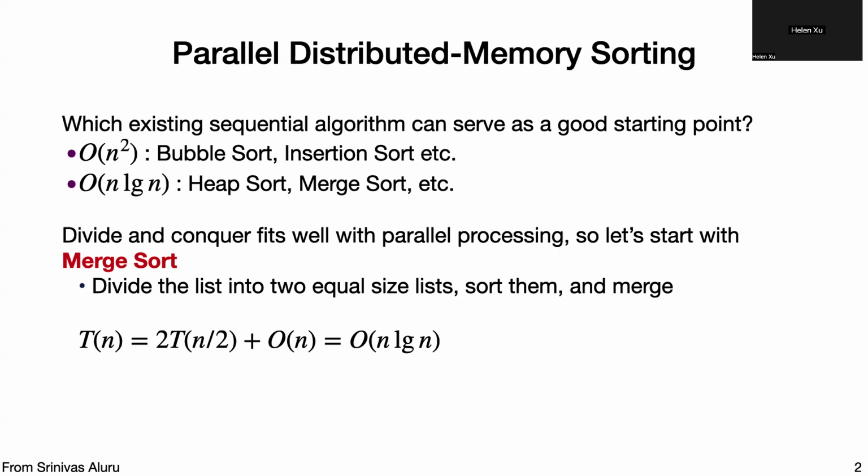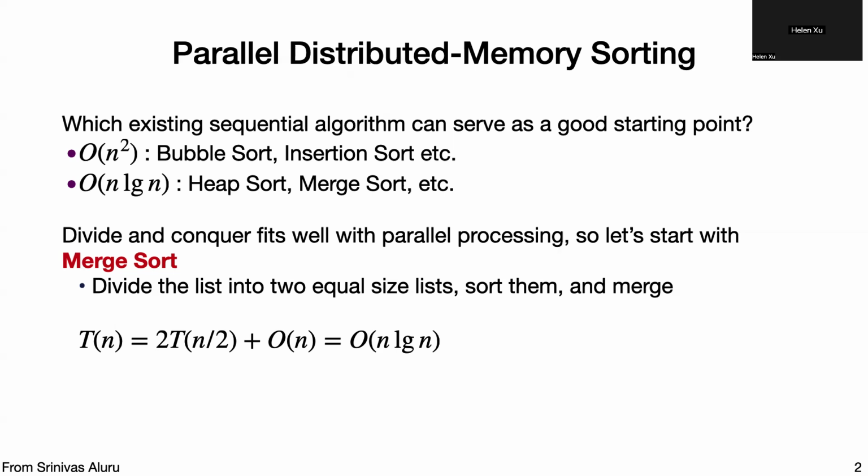So which algorithm can serve as a good starting point for parallel distributed memory sorting? We have O of n squared algorithms, we have bubble sort, insertion sort. And we have algorithms that reach the lower bound, which is n log n in the comparison model. So we have heap sort, we have merge sort. For randomized algorithms, we have quick sort, and so on. So we have a lot of potential options.